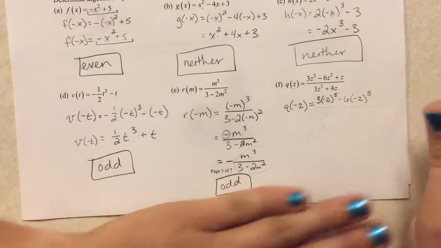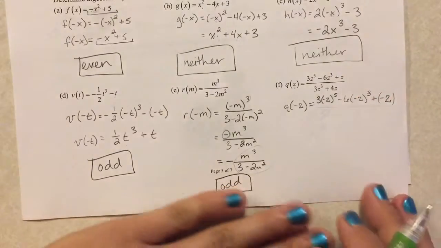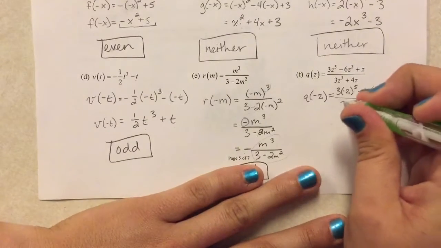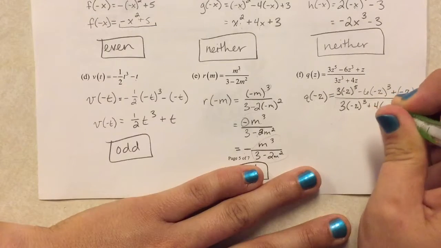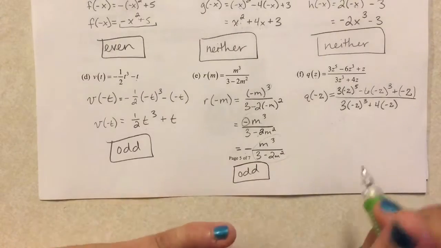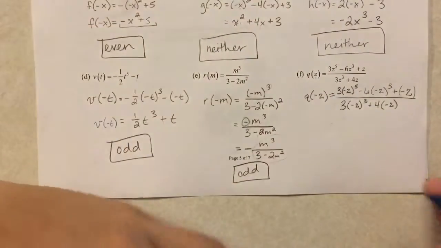So it's negative z to the third, and then this will be plus negative z, okay? That's the top. The bottom then, negative z to the third, and then 4 times negative z. Okay, so now we need to check each one of these terms individually.